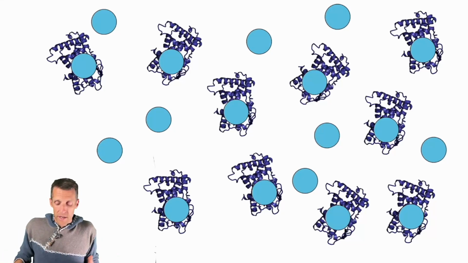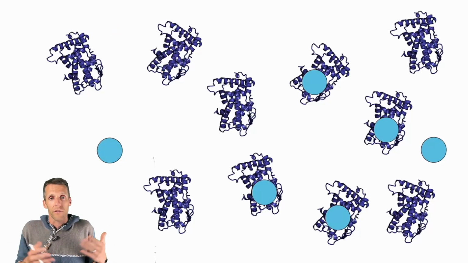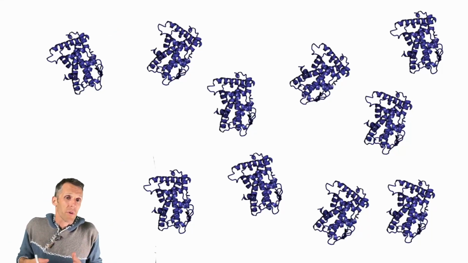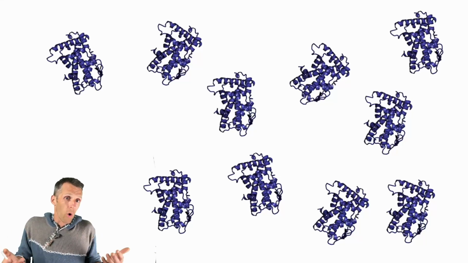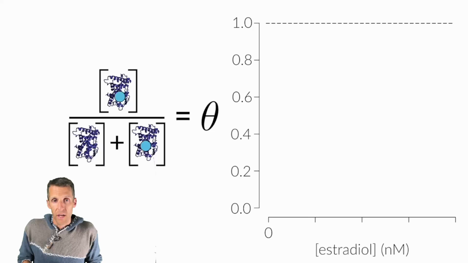Cool. Now let's imagine we get rid of all of the estradiol. There's some process, the estradiol concentration effectively drops to 0. Now our fractional saturation is going to be 0 because none of our molecules of the estrogen receptor have estradiol bound. We can see that over here on the left, right?